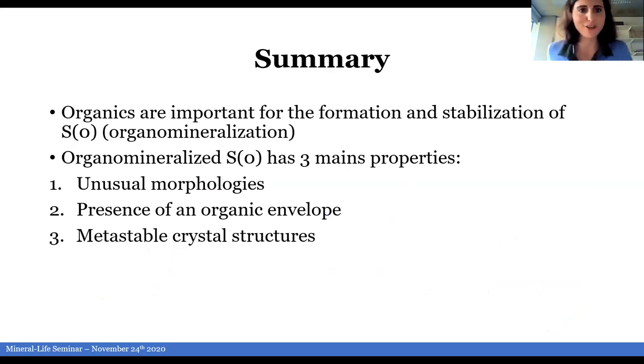So here you have the first summary, just to recapitulate what I've said so far. Organics are important for the formation and stabilization of elemental sulfur. This is what we call organomineralization. And the sulfur that is formed this way has three main properties: unusual morphologies, an organic envelope, and metastable crystal structure.